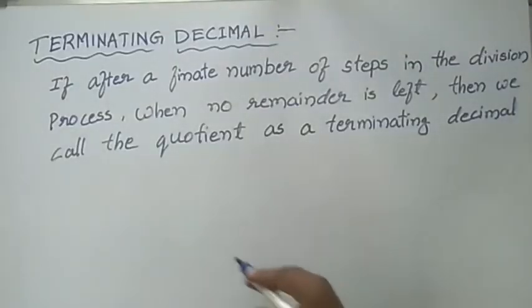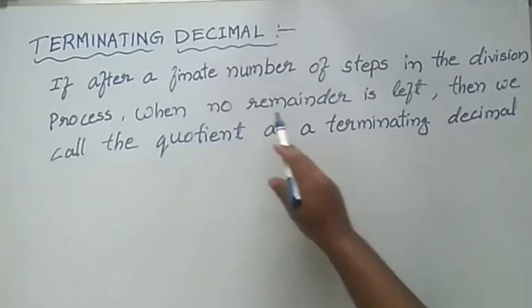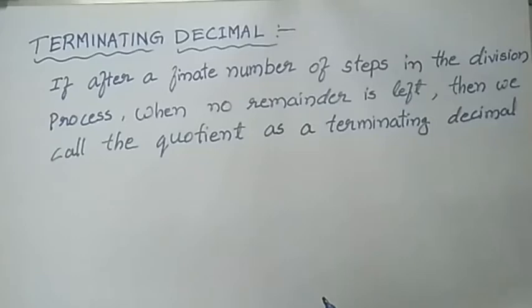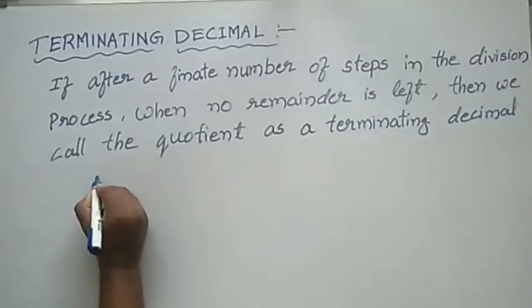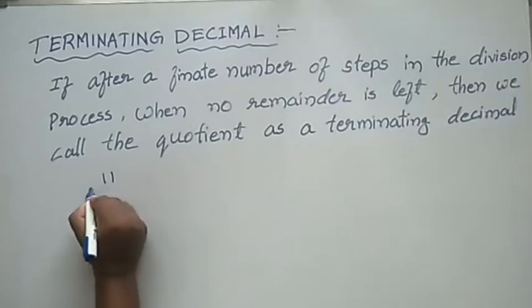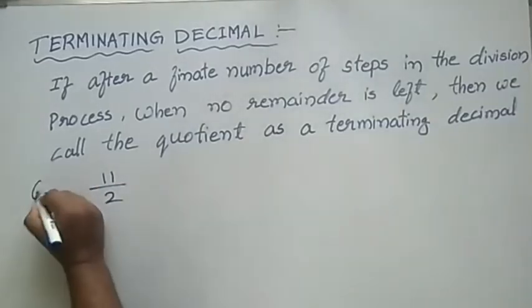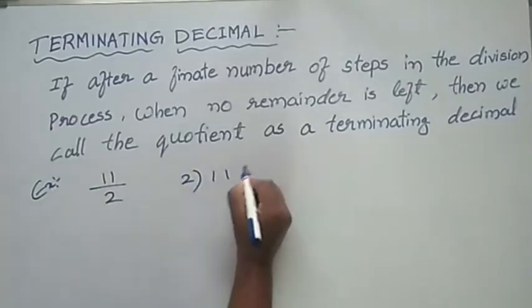Terminating decimal. If after a finite number of steps in the division process, when no remainder is left, then we call the quotient a terminating decimal. So I'll take a few examples. Here I am taking 11 by 2.